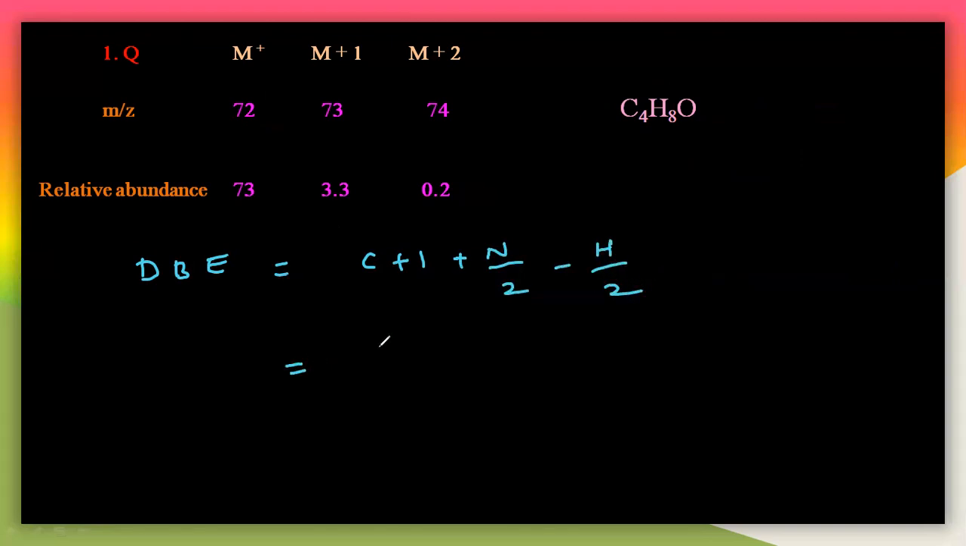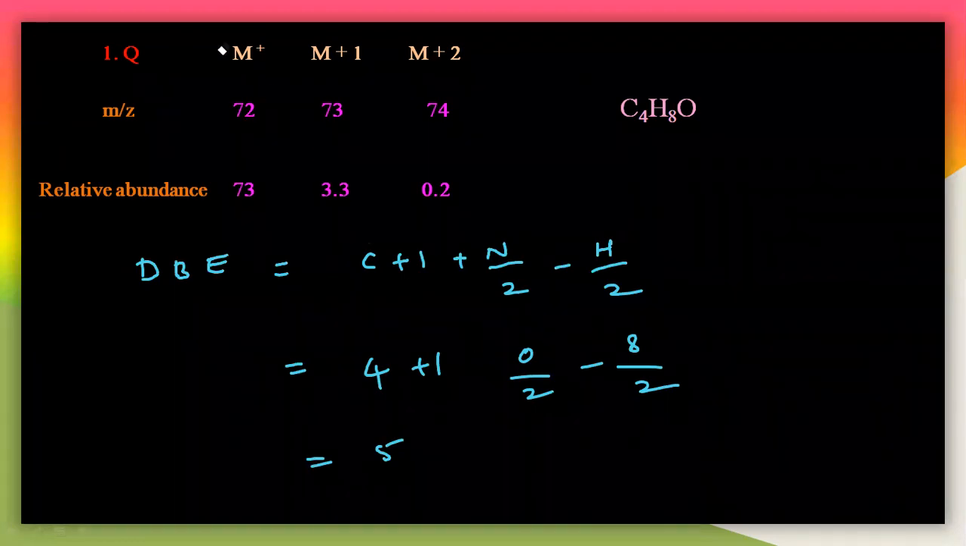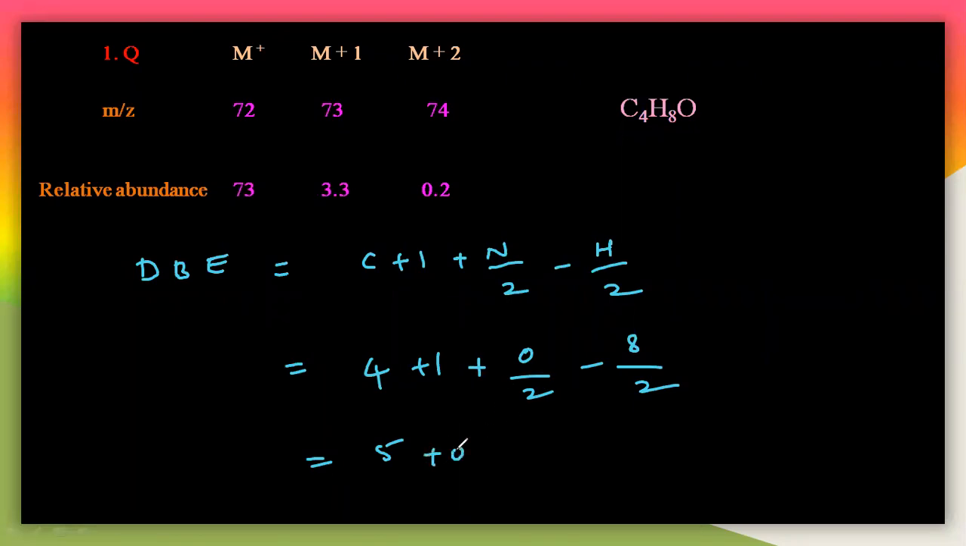So see this, C plus 1: the number of carbons is 4, plus 1, plus nitrogen 0 by 2, minus hydrogens 8 by 2. Sorry, this is plus, not into. So plus 0 minus 8 by 2, nothing but 4. That means it is 1 here. So the double bond equivalence will be 1 here. So in this way I can find out the double bond equivalence here. Now let us try to get the structure for this by using this formula.